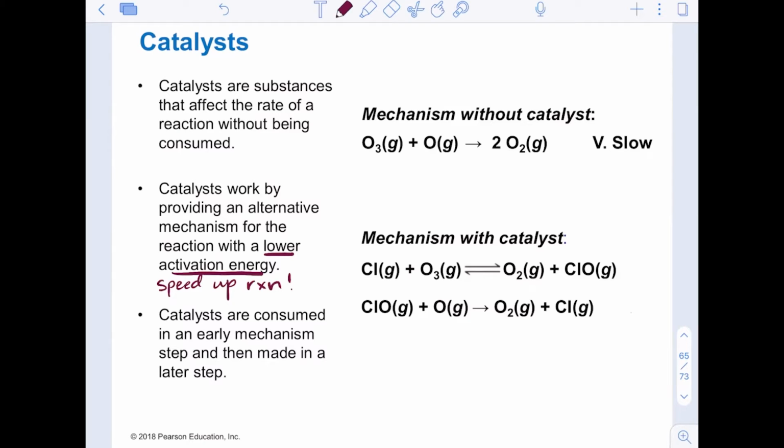One of the most prevalent examples that I love to talk about is ozone depletion. Now, in our atmosphere, this reaction of O3 reacting with oxygen atom, yes, oxygen atom does exist. It's just not the most prevalent one in our atmosphere. It produces 2 oxygen gas molecules. This is a very slow reaction, and actually there is an equilibrium with the reverse.